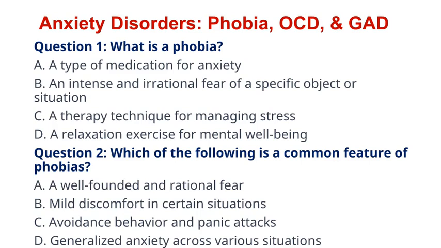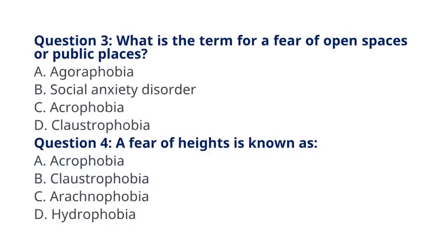Question 3. What is the term for a fear of open spaces or public places? A. Agoraphobia. B. Social anxiety disorder. C. Acrophobia. D. Claustrophobia. The correct answer to question 3 is option A. Agoraphobia. Question 4. A fear of heights is known as A. Acrophobia. B. Claustrophobia. C. Arachnophobia. D. Hydrophobia. The correct answer to question 4 is option A. Acrophobia. Explanation. Acrophobia is the specific fear of heights.